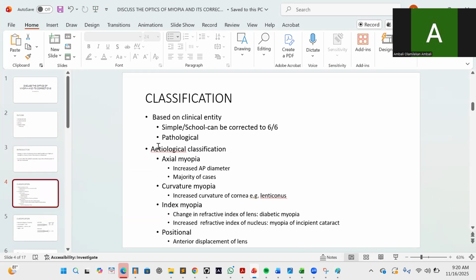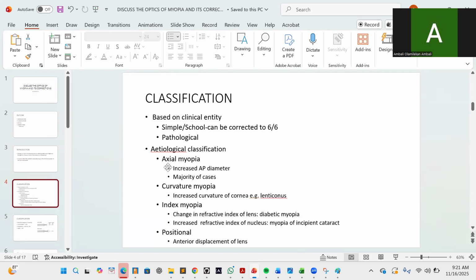It can be simple or pathologic. Simple is the school myopia that can be corrected up to 6. That's a specific thing about the simple one. You can correct it up to 6. They can ask you about minus 4 and then correct it to 6, or minus 6 corrected to 6. That is actually simple school myopia. We can have pathologic myopia that is not correctable to 6, and there are pathological features attached to it.